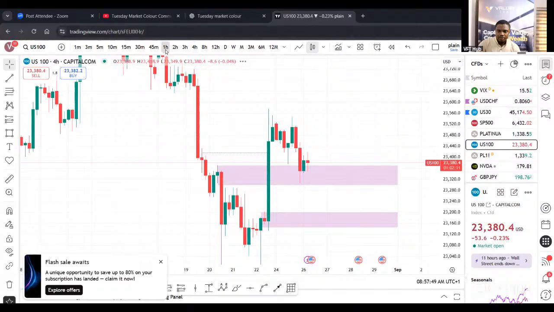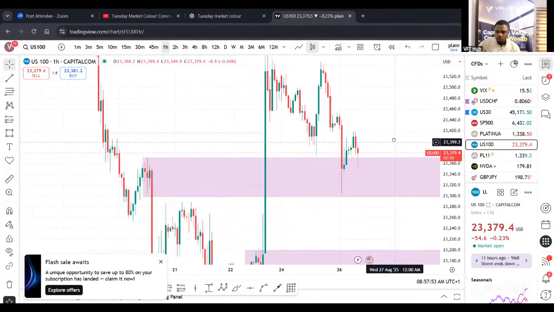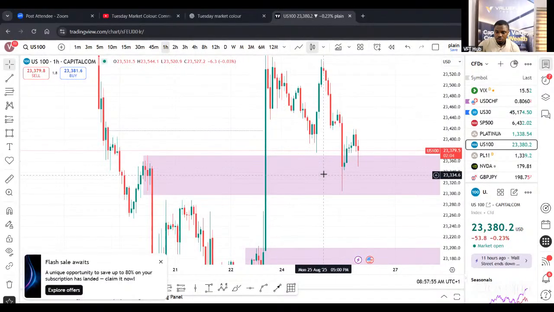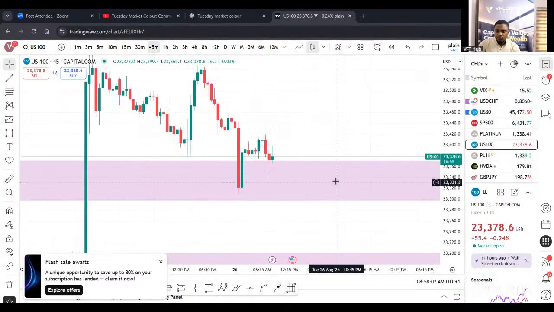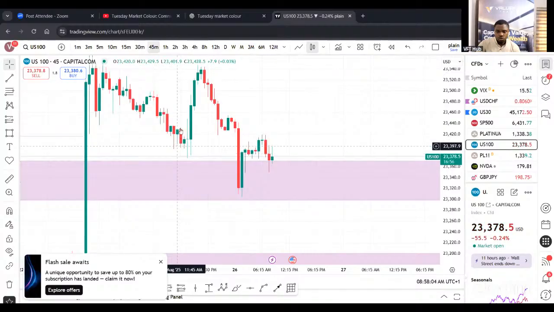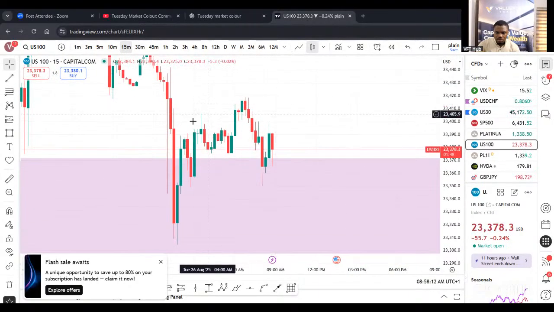On the 1 hour time frame, what am I looking at? Okay, 1 hour time frame, price has dug into this zone, but then we have not broken structure yet to the upside. We've not seen any clear break of structure to the upside. 45 minutes, no clear break of structure yet to the upside, right? On the 30 minutes, let me look at 15 minutes. Okay, on 15 minutes, it looks as though we've broken microstructure to the upside.